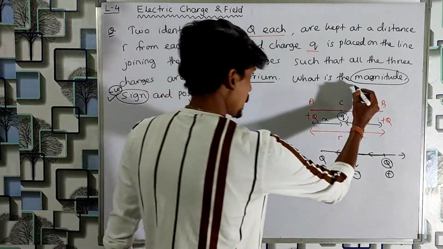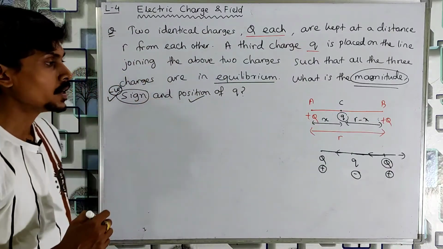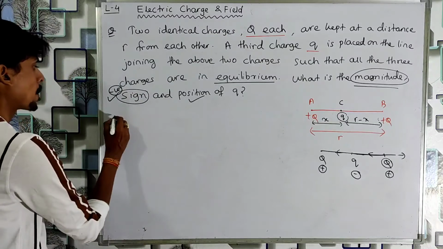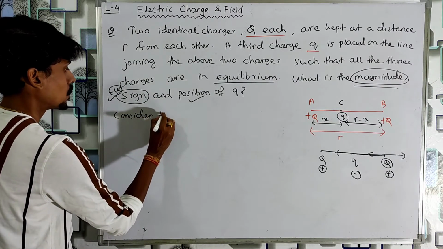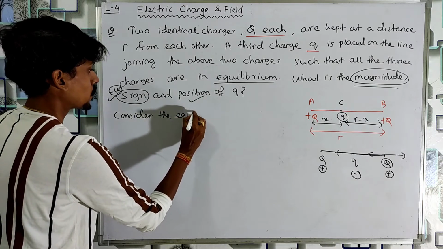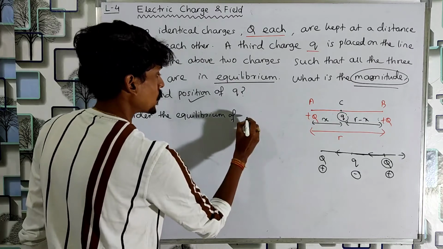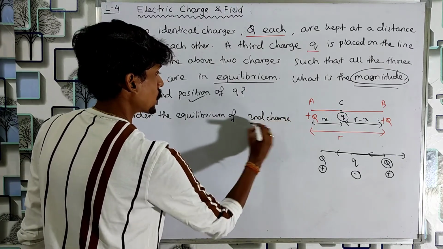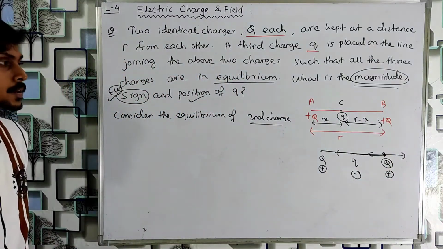Now we have to find the magnitude. So we will express the value of small q in terms of capital Q. Okay, so consider the equilibrium, consider the equilibrium of the second charge.